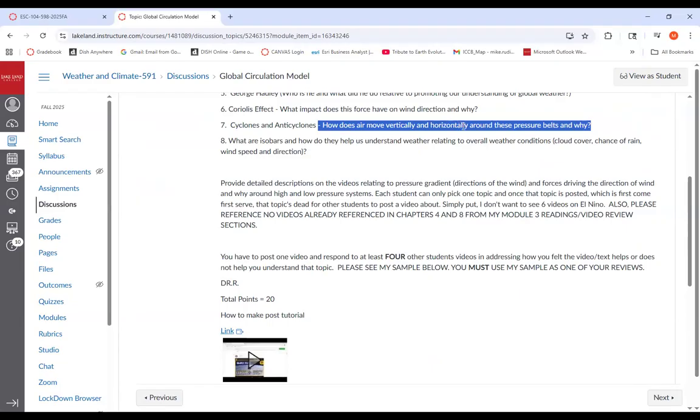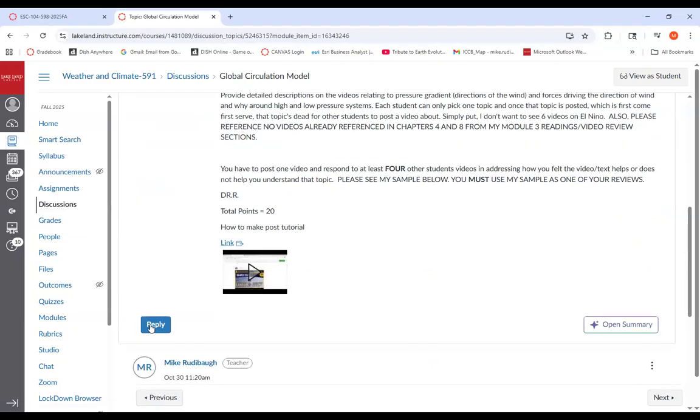Is it rising? And is the air being pulled in or is it being pushed out? Okay. When you watch that video, it should be made, and by the way, in this one, it's really talking about a high pressure system, which is an anticyclone.